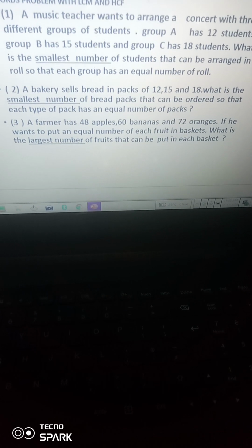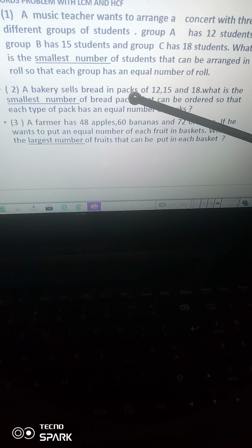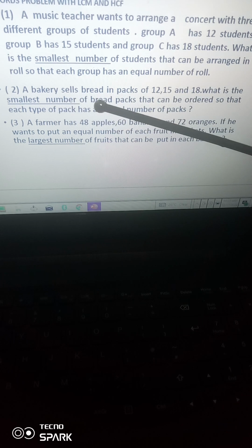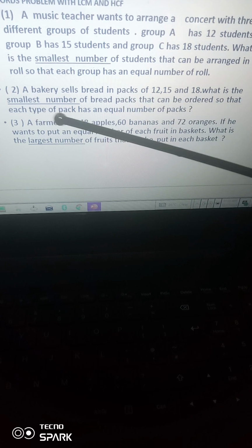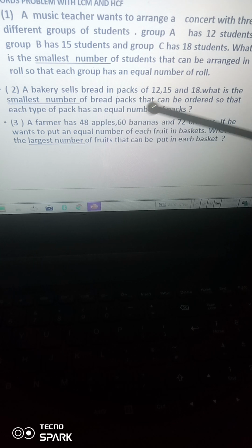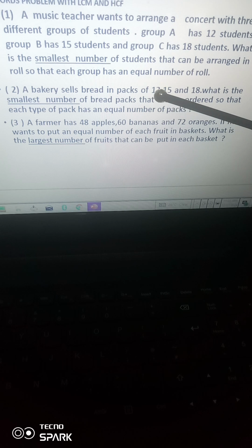Question 2 says, a bakery sells bread in packs of 12, 15, and 18. What is the smallest number of bread packs that can be ordered so that each type of pack has an equal number of packs? The question is also asking you to find the LCM of 12, 15, and 18. And that is all.